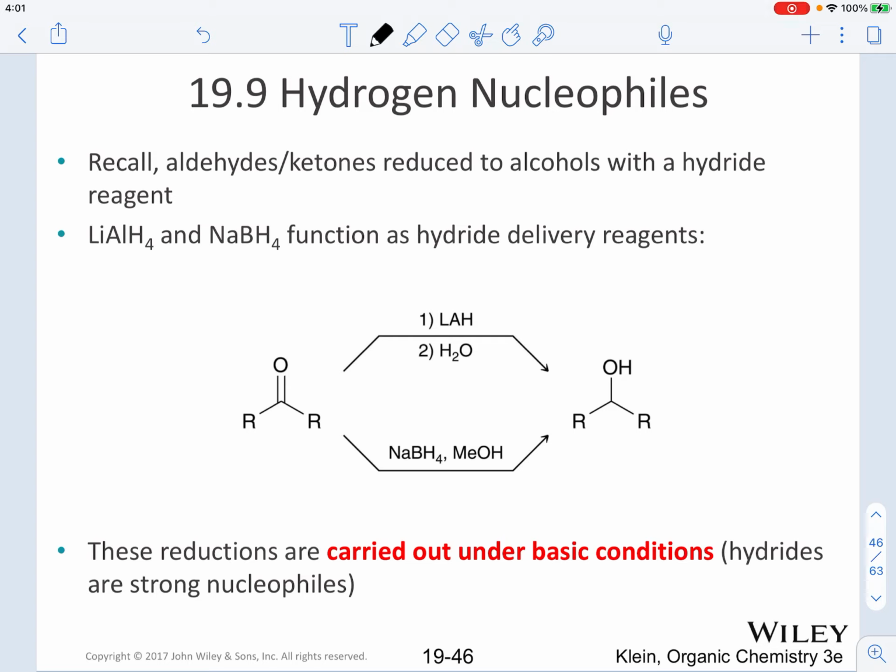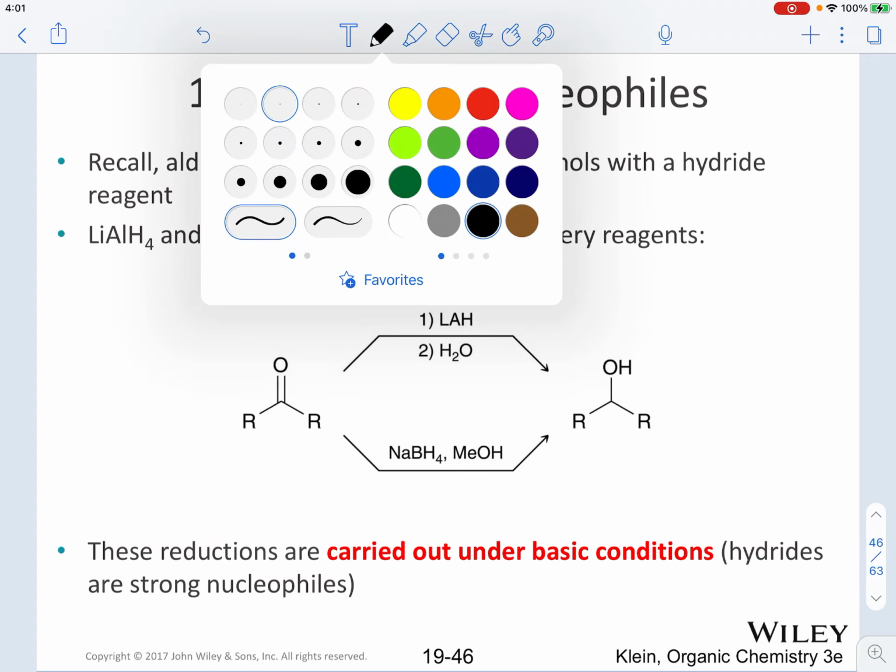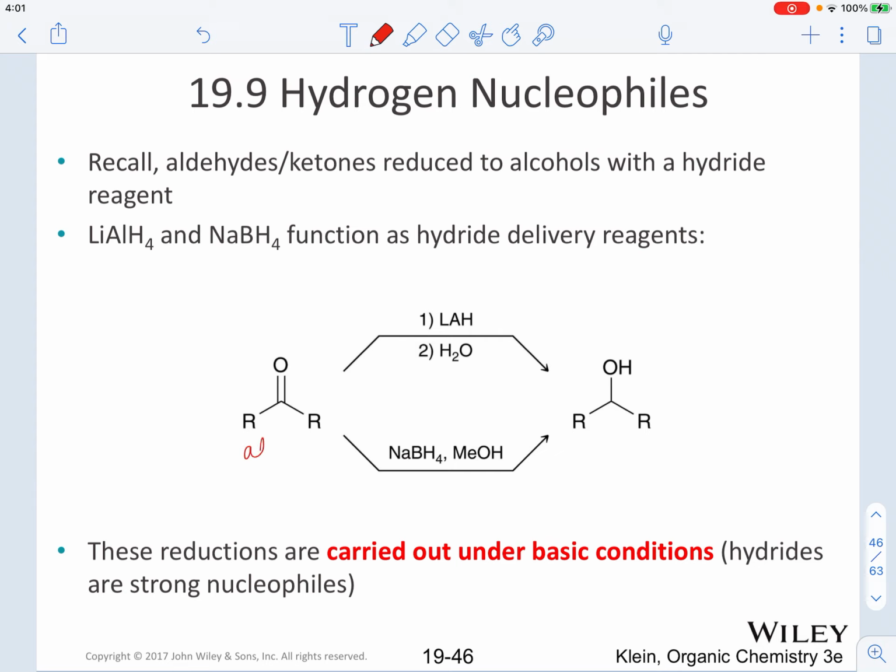Now, remember that aldehydes and ketones are reduced to alcohols with a hydride reagent, meaning lithium aluminum hydride or sodium borohydride function as a hydride delivery reagent. And as you can see here, depending on what we start with, if it's an aldehyde or a ketone, if we start with an aldehyde, then we're going to be forming a primary alcohol. If we have a ketone, then what we're going to form is a secondary alcohol.